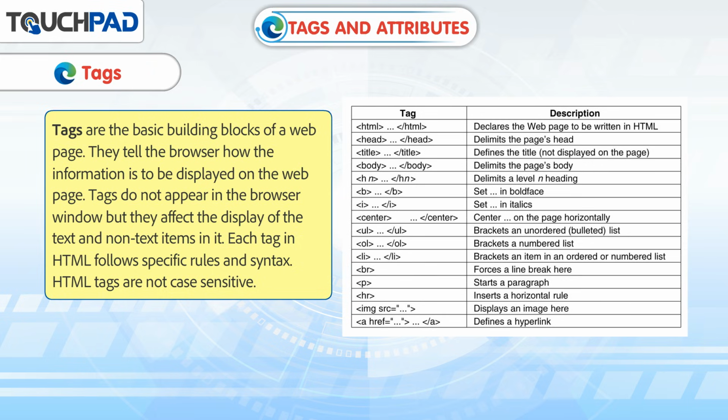They tell the browser how the information is to be displayed on the web page. Tags do not appear in the browser window, but they affect the display of the text and non-text items in it. Each tag in HTML follows specific rules and syntax. HTML tags are not case sensitive.